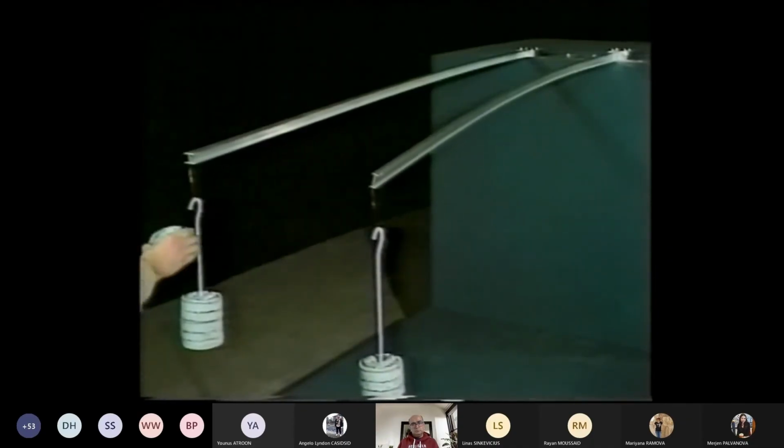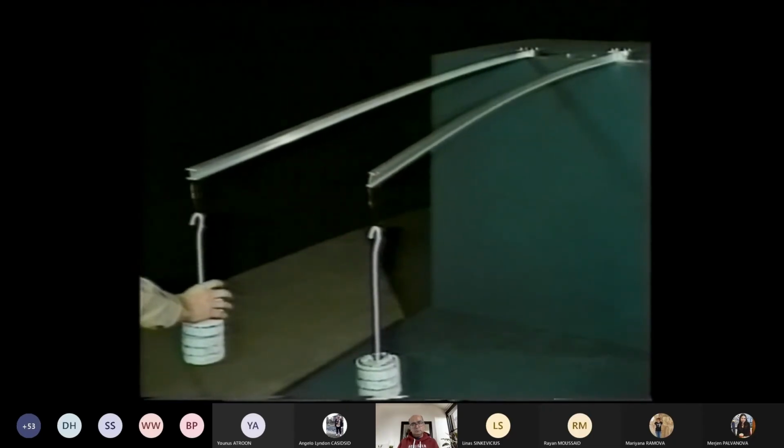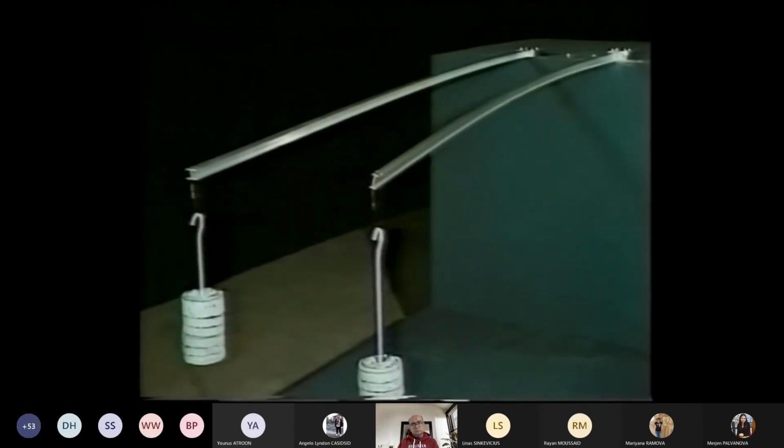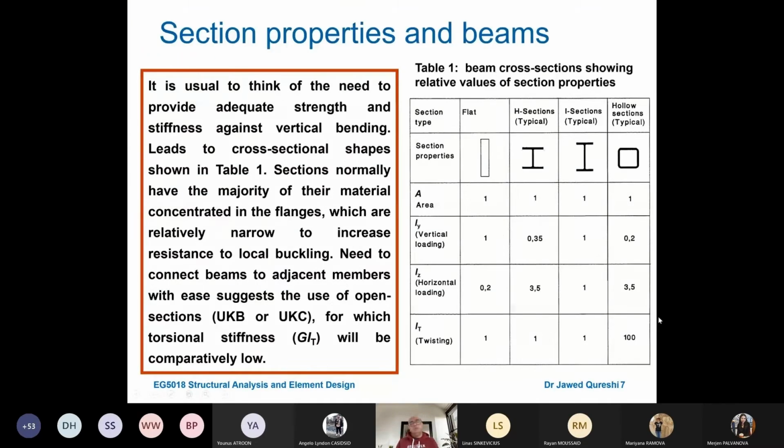Lateral torsional buckling is only likely when a section has significantly different values of second moment of area and is subjected to bending. This was about the shape of a section, which I'm going to talk about here. I have 4 sections. You saw these 2 sections. One is the H section in the video and the I beam section, and we have this flat plate. And then we have tubular sections, the square hollow section. All of them have the same area.